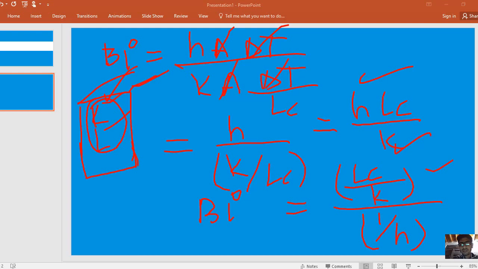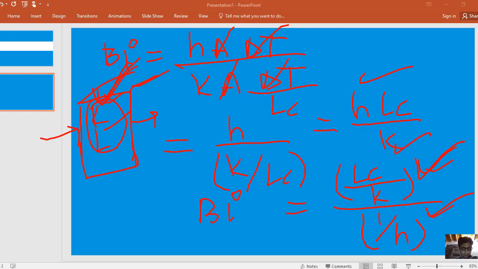So the ratio between LC and K gives us the resistance to conductive heat transfer, and the ratio of 1 divided by the heat transfer coefficient gives us the resistance to convective heat transfer, and h is the heat transfer coefficient of the medium. It can be air or water or some other liquid or gas. So this is the resistance to conductive heat transfer, and this is the resistance to convective heat transfer.